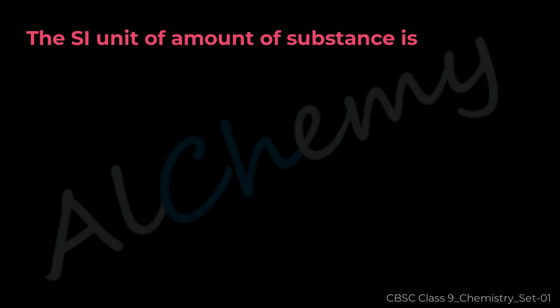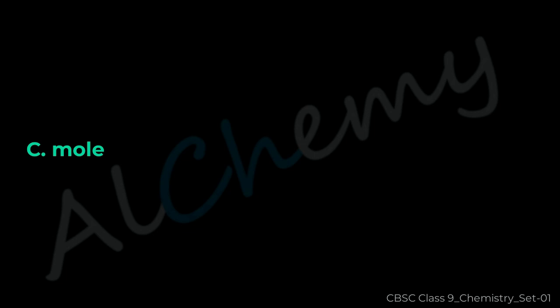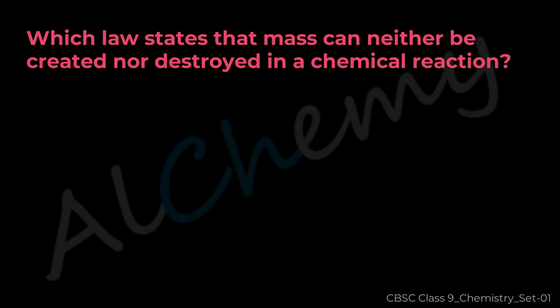Question 2. The SI unit of amount of substance is A. Gram. B. Kilogram. C. Mole. D. Atomic mass unit. The correct answer is C. Mole.